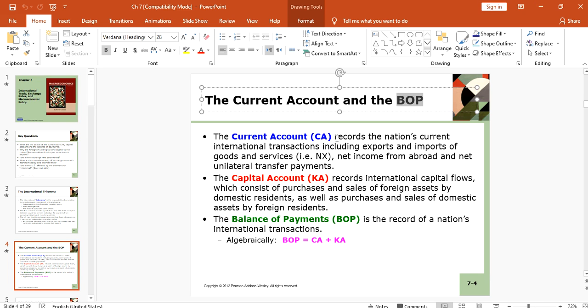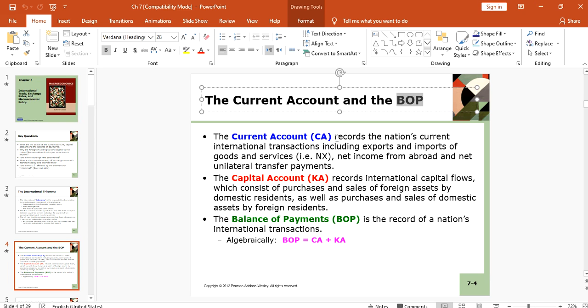Also, we have net transfer payments. Like you are living in the United States and you want to help your father and mother, your brother, sending money to them, transferring some payments to them.